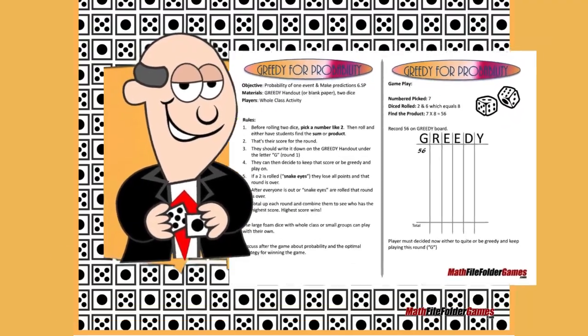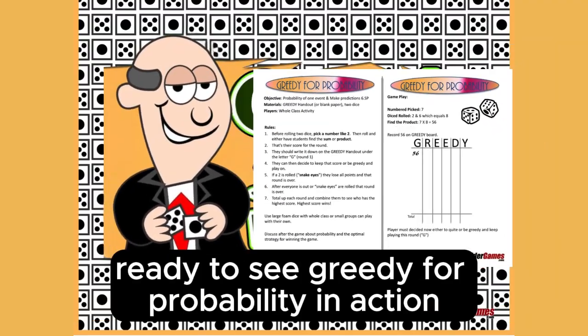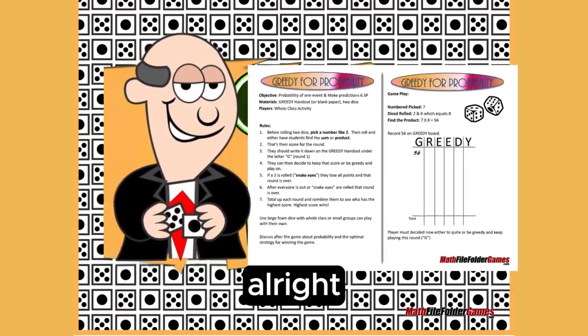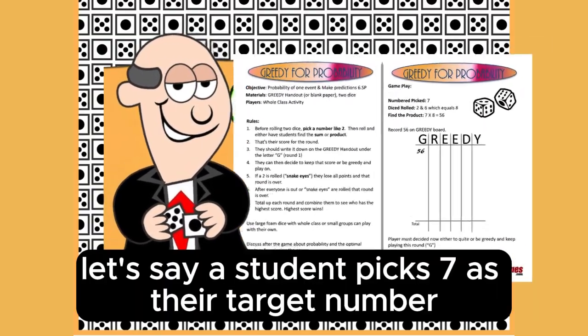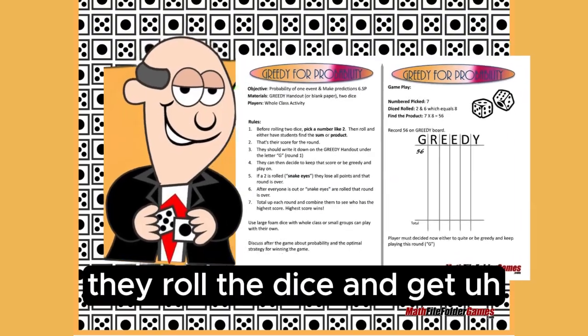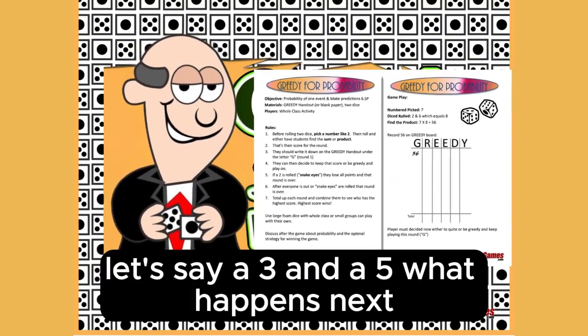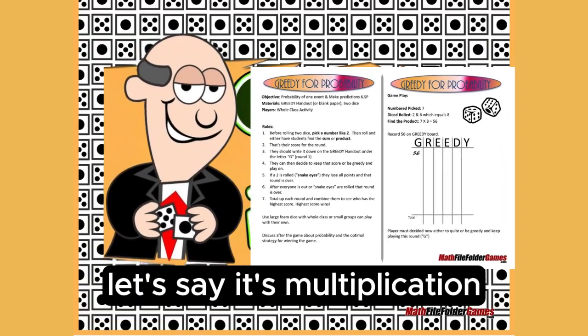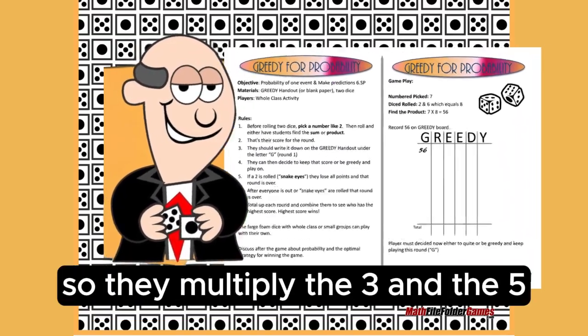Welcome back. Ready to see greedy for probability in action? Definitely. I'm a visual learner, so a sample round would be awesome. All right, let's say a student picks 7 as their target number. Okay, got it. They roll the dice and get, let's say, a 3 and a 5. What happens next? Well, it depends on the rule for that round. Let's say it's multiplication. So they multiply the 3 and the 5.